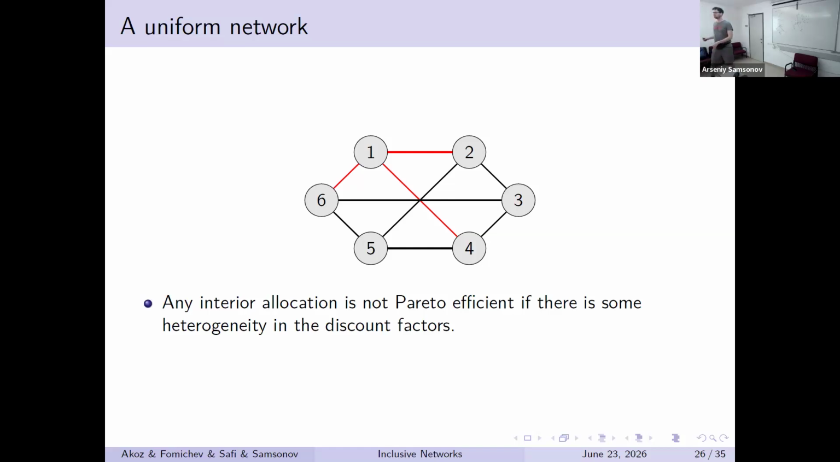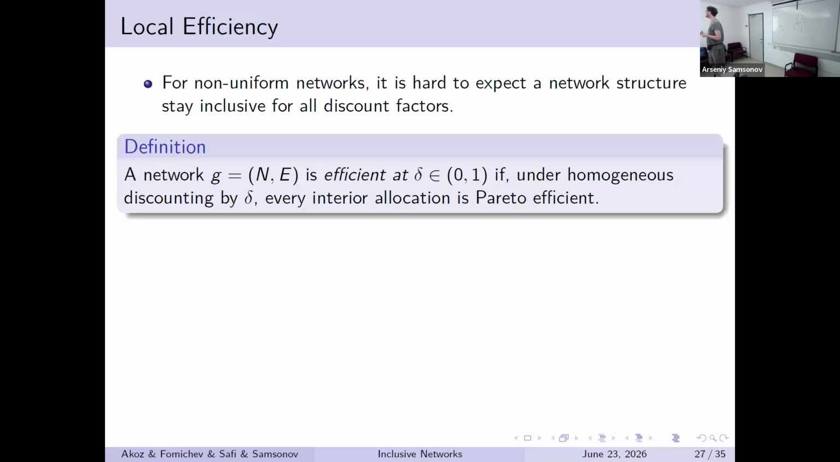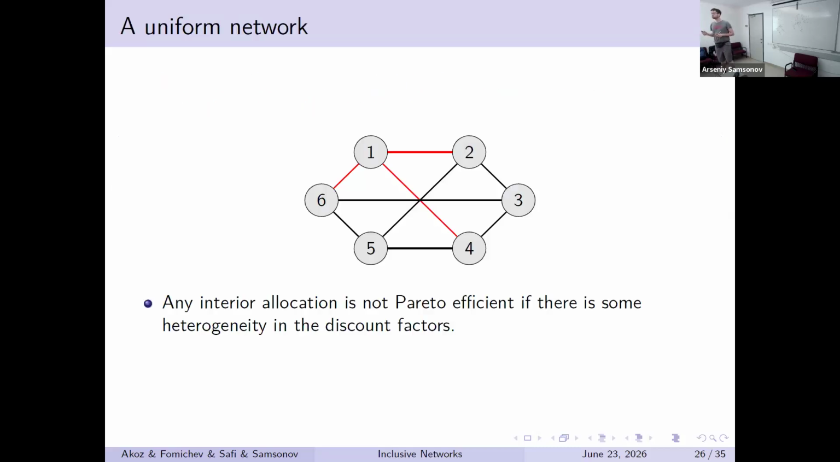So if we were to introduce general deltas, then this would not be uniformly efficient, in the sense that all interior allocations would be efficient only for some discount factors. But if delta must be the same, then actually all interior allocations are efficient. So the freedom of choice of deltas actually matters. So with the uniform delta, yes.